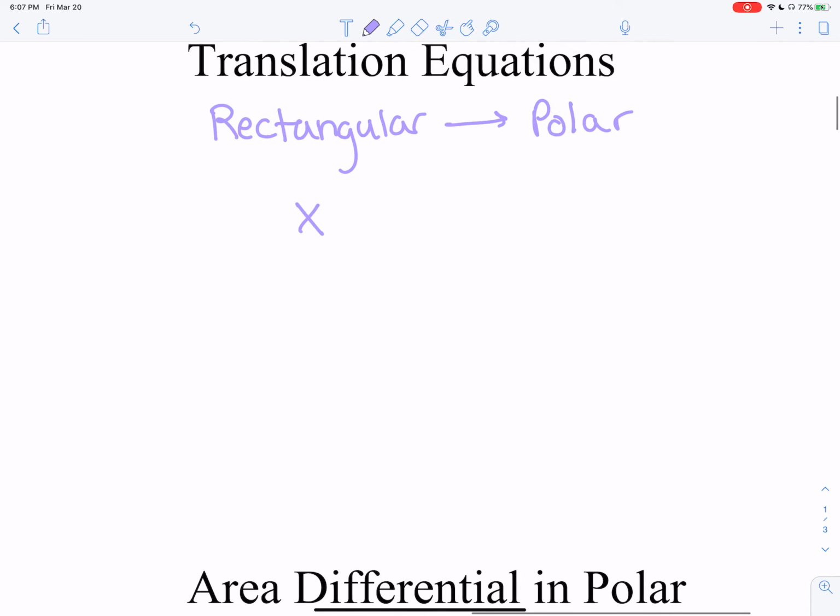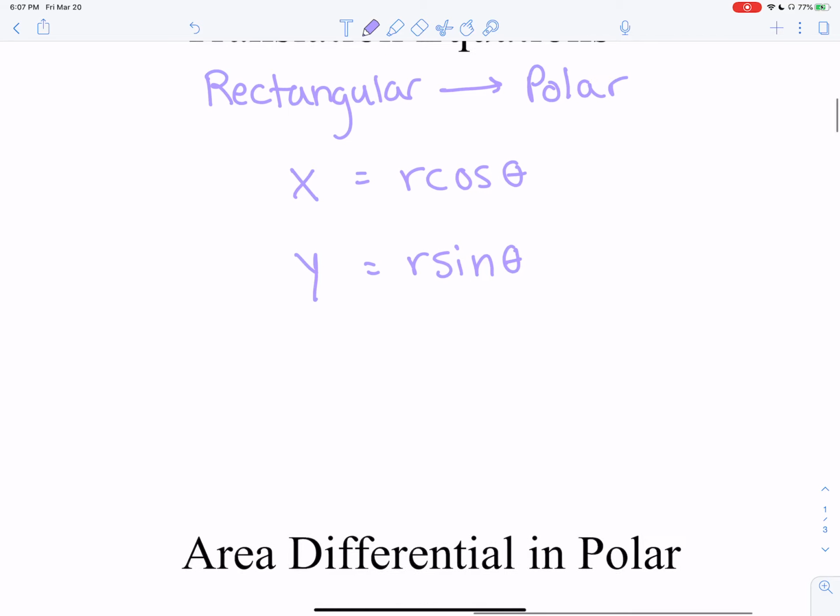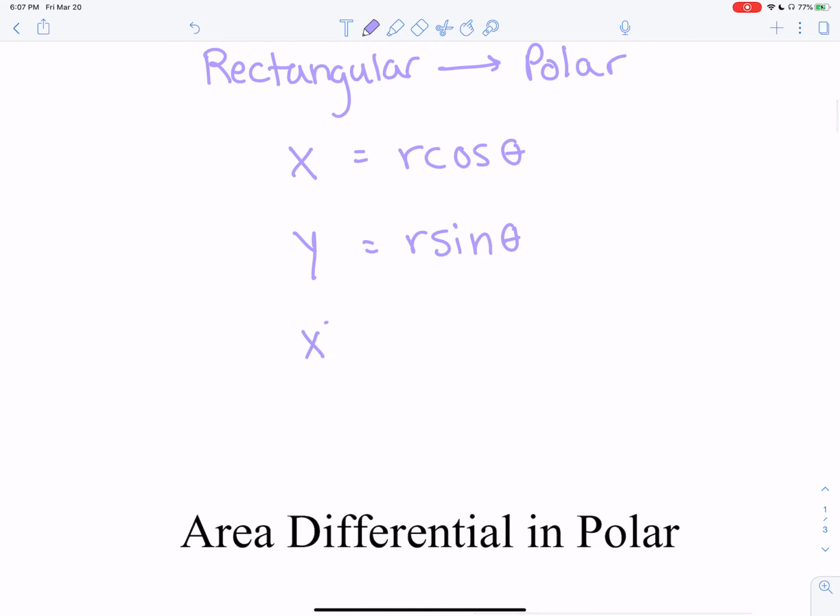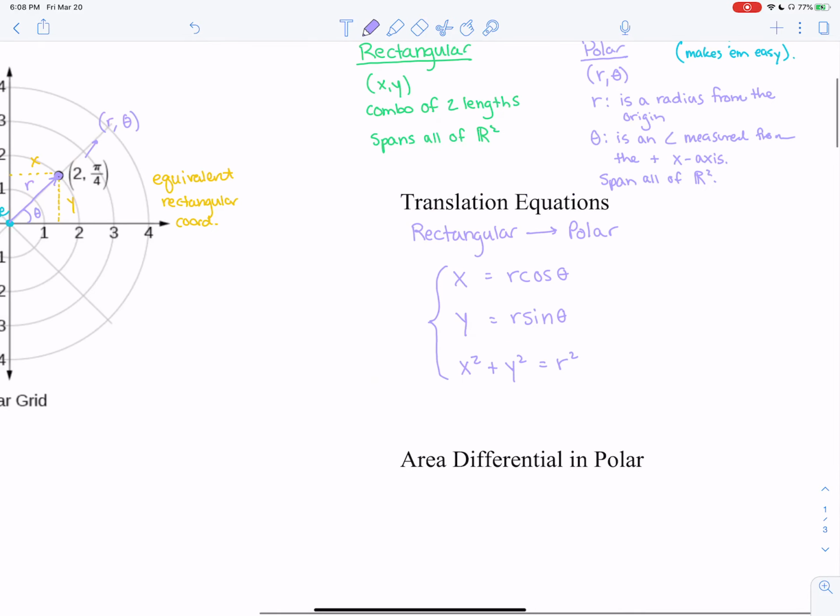So we have one for x and one for y. x in rectangular becomes r cosine theta, and y becomes r sine theta. These are just your triangle equations for solving for the length of sides of a right triangle. And then the third one, you'll recognize: x squared plus y squared is equal to r squared. This set of translation equations will help us rewrite rectangular bounds and integrals into polar coordinates.